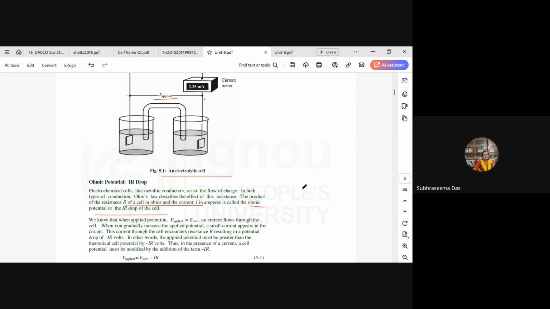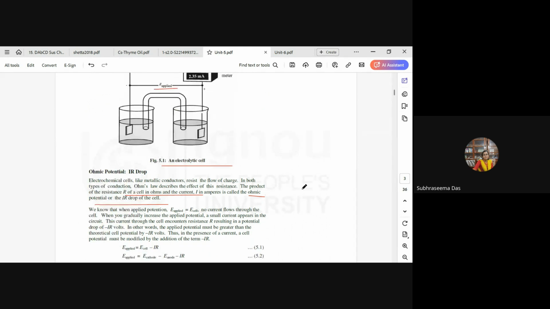Now we know that when the applied potential, E applied, becomes equal to the cell potential, no current flows inside the cell. But when we gradually increase the value of the applied potential, a small amount of current starts flowing inside the circuit.